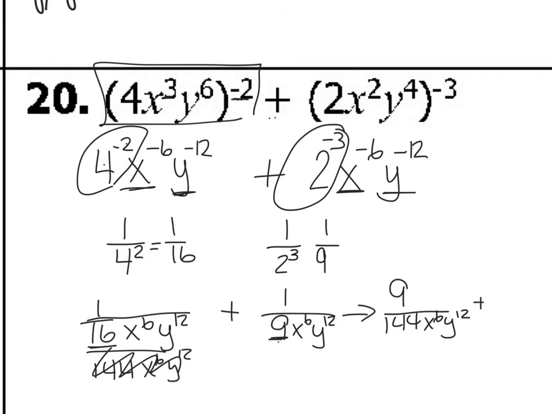plus 9 times 16, so it would be 16 over 9 x^6 y^12. So 9 plus 16, this is 144, excuse me. So that would be 25 over 144 x^6 y^12.